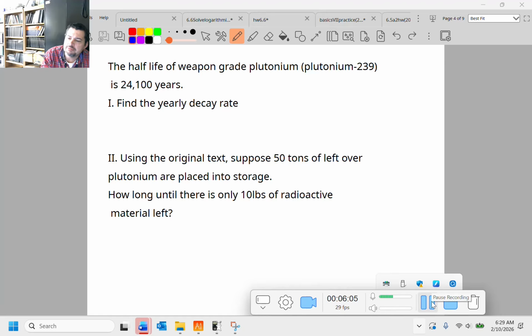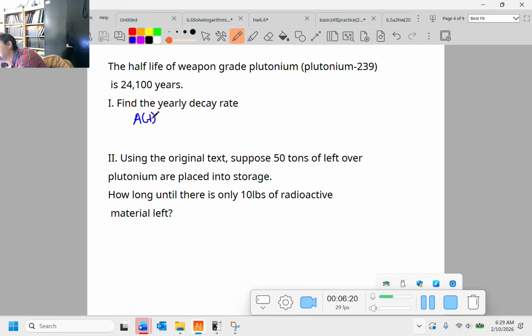All right, let's talk about some nukes. The half-life of weapons-grade plutonium-239 is 24,100 years. Find the yearly decay rate. So let's just plug into what we know, okay?